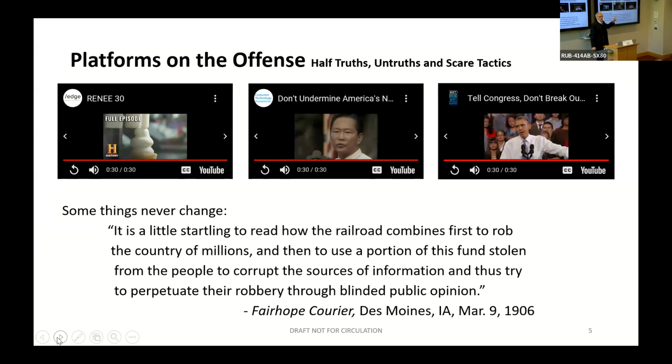When the Industrial Revolution was in its early stages, the railroads were playing a similar kind of role as the platforms. This is what the newspaper in Des Moines, Iowa wrote about how the railroads were taking their monopoly profits and turning them around to run PR campaigns to stop the regulation that might have an impact on their monopoly profits. So this is a 150-year-old reality that we are once again facing today in this country.